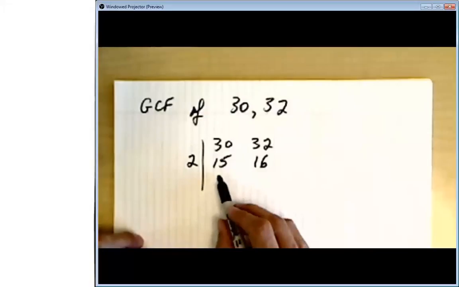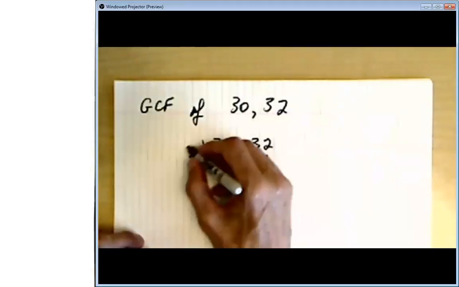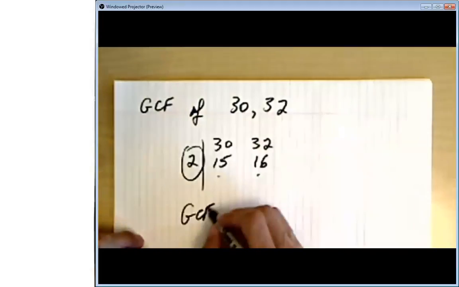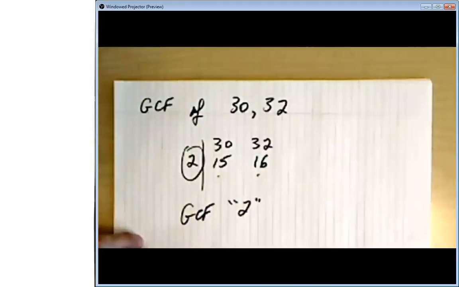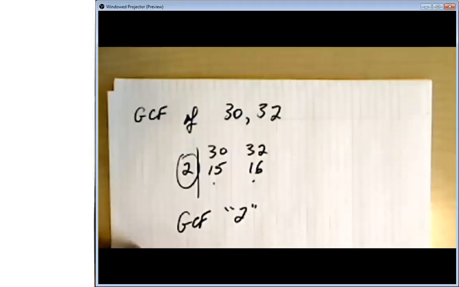We need a number next that goes into both, and there isn't one, right? Yeah. So the GCF is 2 only for that, right? Okay. A little more like yesterday would be something like this.